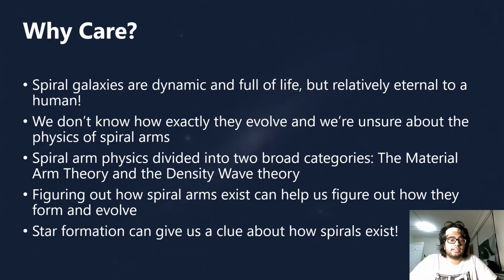For instance, in the astronomical community, two different ways of thinking about how spiral galaxies evolve are the material arms theory and the density wave theory. These are two different ways we think about how spiral arms and spiral galaxies evolve and exist. And to figure out how spiral arms behave in spiral galaxies, we can figure out how to model them more accurately.